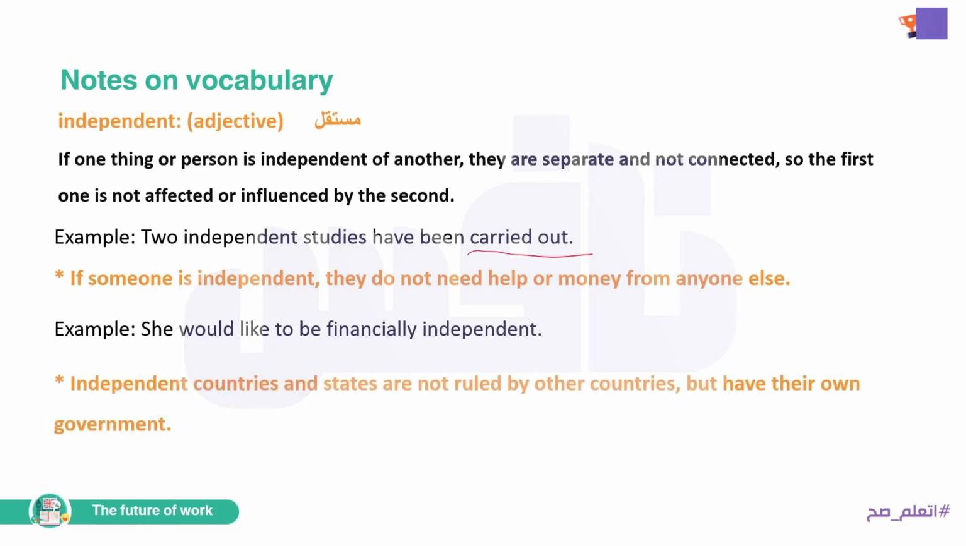Independent countries and states are not ruled by other countries. لو أنا قلت على دولة إن هي independent فهي مستقلة يعني لا تحكم by other countries بواسطة دول أخرى. But have their own government. ولكن بيكون لها الحكومة الخاصة بها.